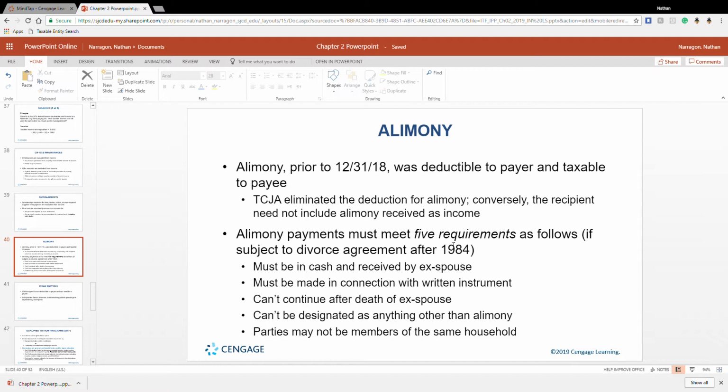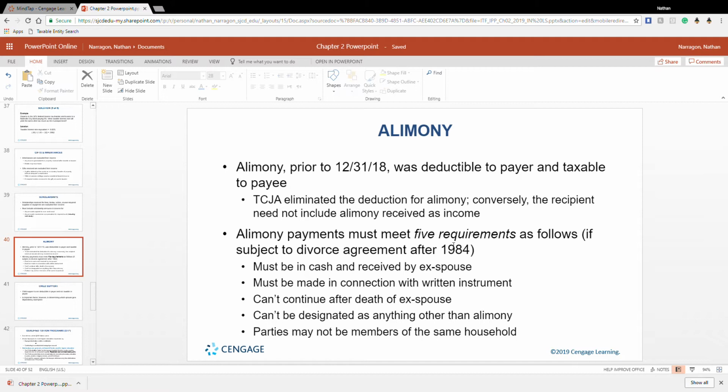1. Must be in cash and received by the ex-spouse. Must be made in connection with a written instrument, so the divorce agreement. Can't continue after death of the ex-spouse. Can't be designated as anything other than alimony. If it's designated as child support, that's not alimony. If it's designated to pay rent and it's not a rent instrument, it's not alimony.